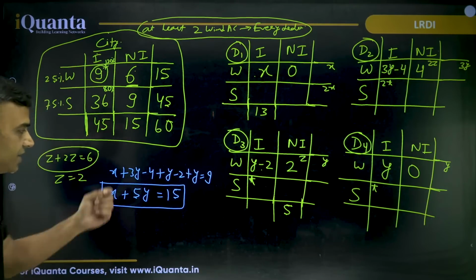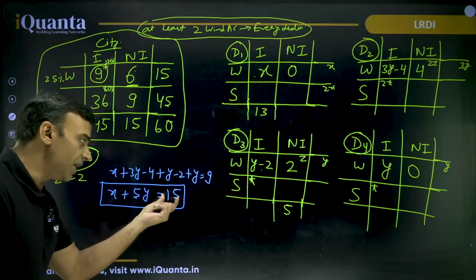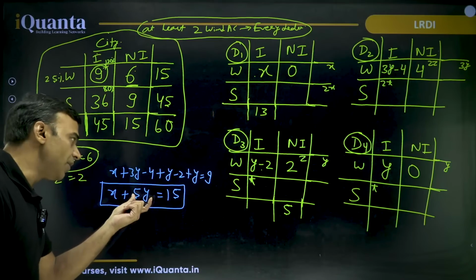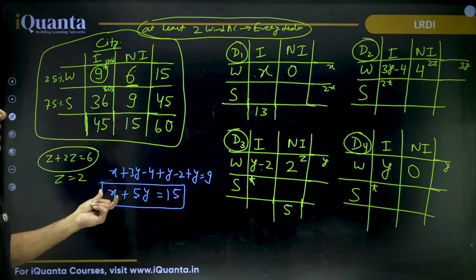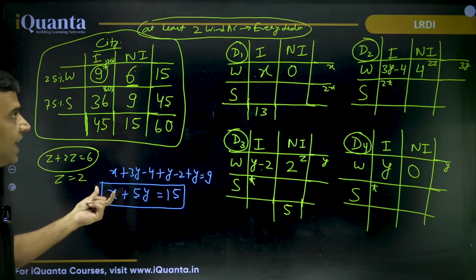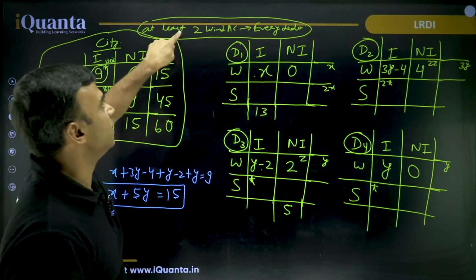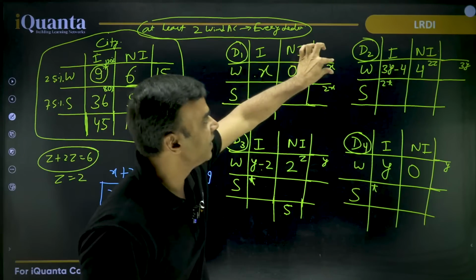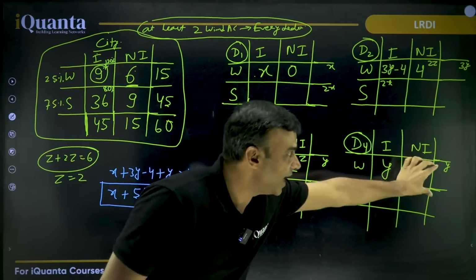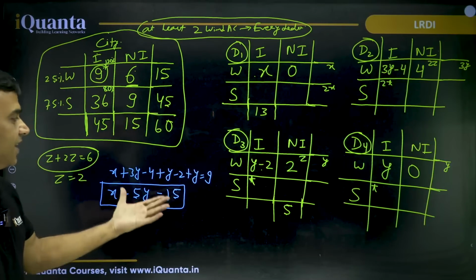From here, one thing is very clear: this is 15, which is a multiple of 5, and 5Y is also a multiple of 5. So X has to be a multiple of 5. Very nice. Also, X cannot be 0 because there has to be at least 2 window AC for every dealer. So the value of X has to be minimum 2, and the value of Y also has to be minimum 2. Fantastic. What else do you need?